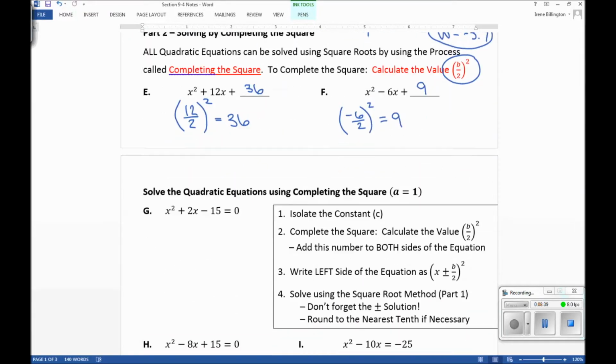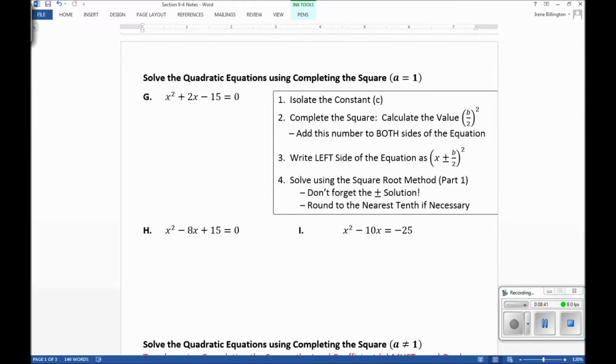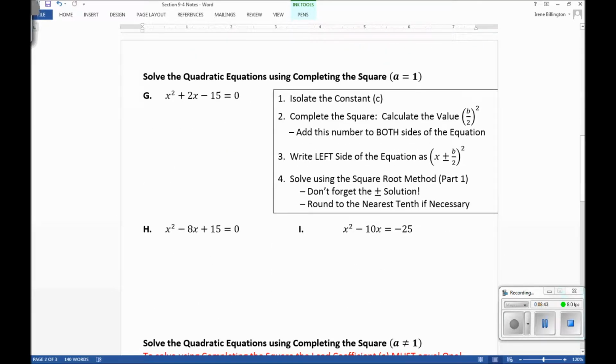Okay, so now that you know how to complete the square, we can solve a quadratic equation using this process of completing the square and solving using square roots. So we're going to put it all together here in these next examples. So we have 2x squared plus 2x minus 15 is equal to 0. We're going to go through each step along with this example.